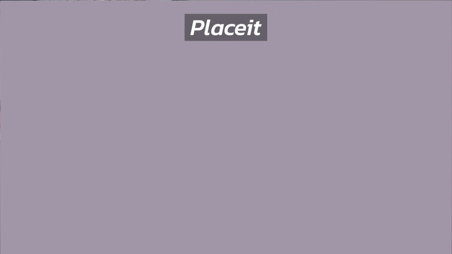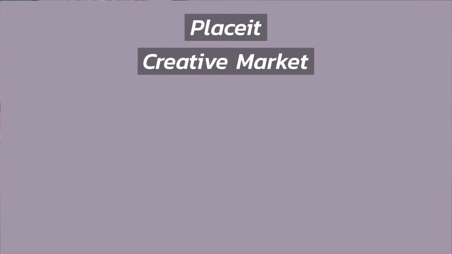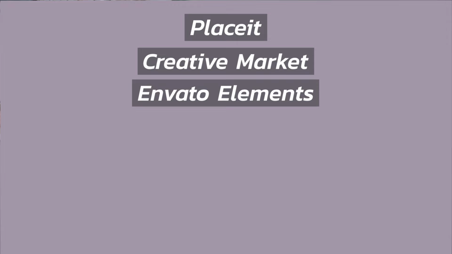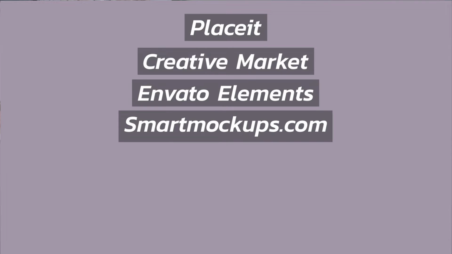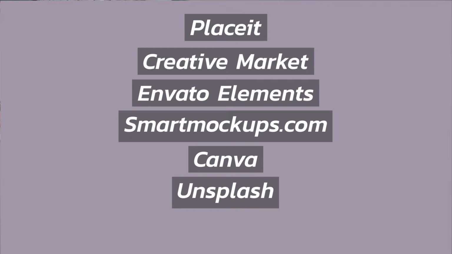There are plenty of places where you can find mock-ups, and here's a list of a few of my favorite places to find them. Placeit, Creative Market, Envato Elements, smartmockups.com, Canva, Unsplash, and of course you can always go on Etsy and find mock-ups on there. And I'm going to show you right now how to do a search on Etsy and show you what you can find for mock-ups on there.